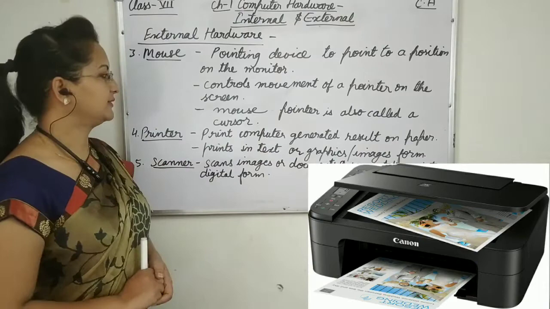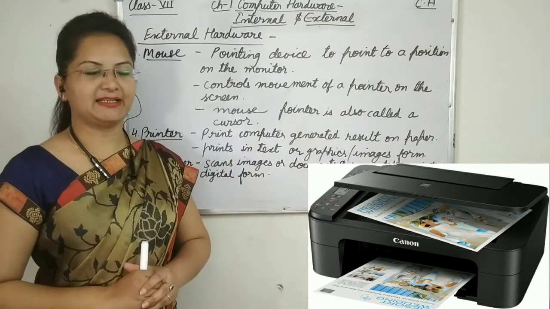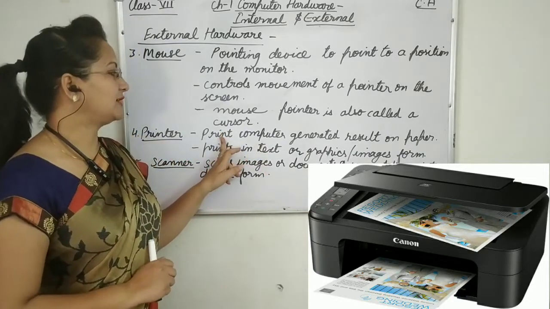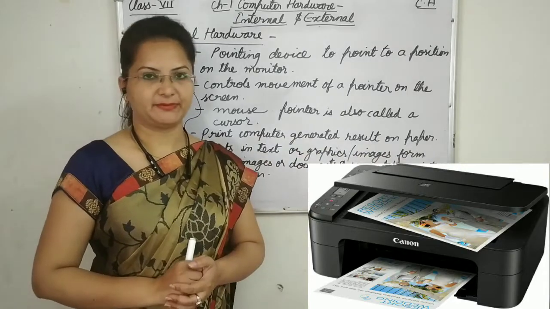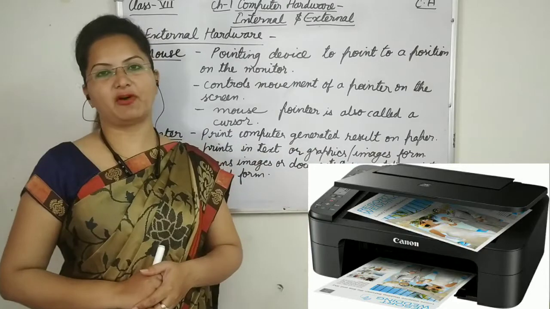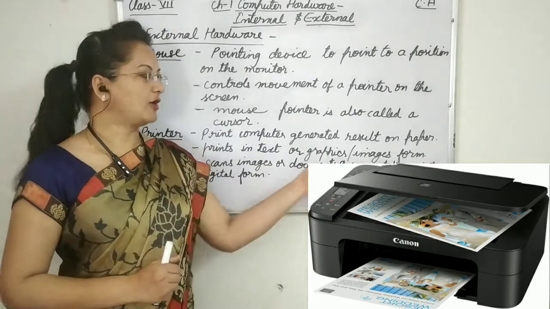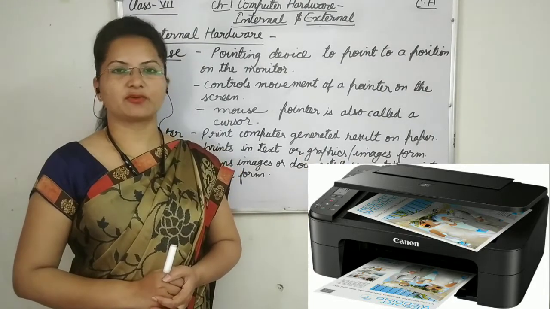Now the printer. Printer, you know very well, whatever you are able to see on the screen, that means the output produced by the CPU, will be printed. Okay, so it prints the computer-generated result on paper. Then it prints in text or graphics image form. So what can be printed? Either text can be printed or graphics, that means images, can be printed over the paper.